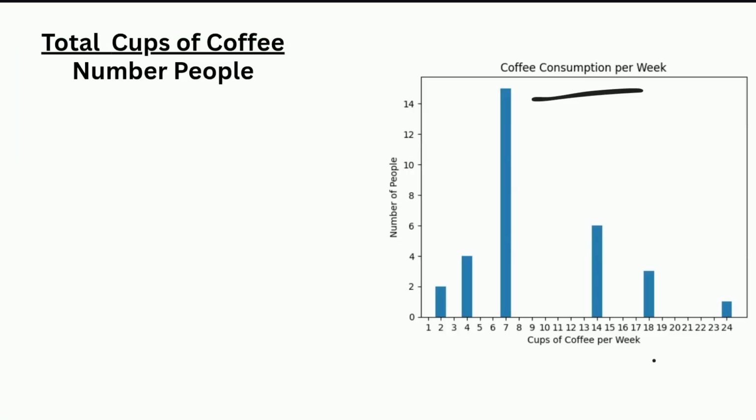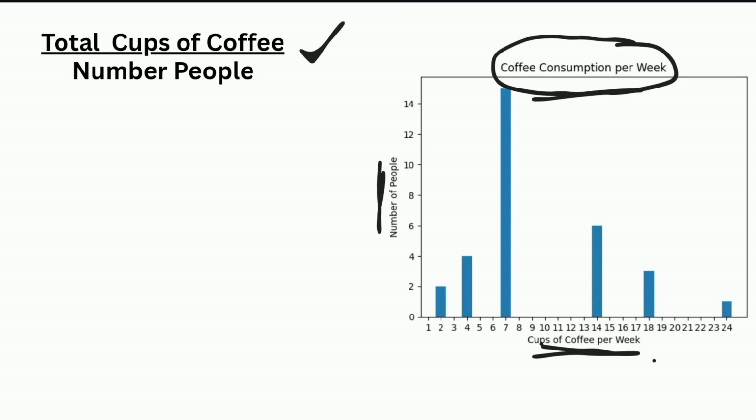This graph gives us the coffee consumption for the week. And we have the cups of coffee that were consumed on the x-axis and then the number of people on the y. So what we can use for the mean is the total cups of coffee, and we'll divide that by the number of people. So let's go ahead and start doing that.